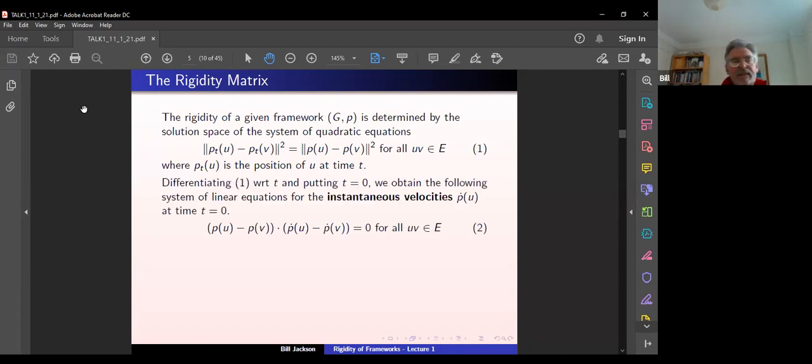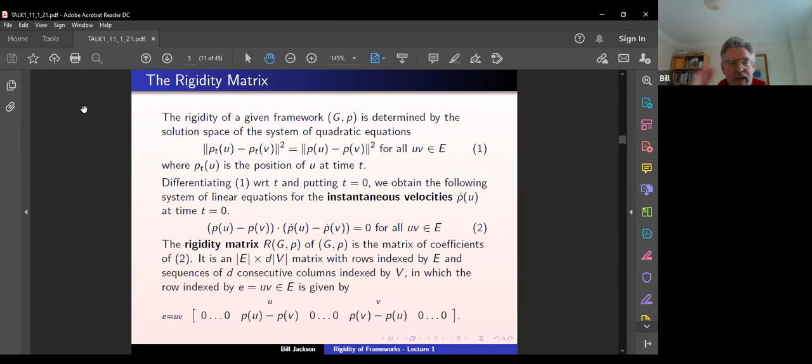We can simplify this system, we can linearize it, by thinking of the motion as being a smooth motion and differentiating with respect to time t, and then putting t equal to 0. If we do this, then at time 0, the instantaneous velocity of each vertex is given by p dot (u), and the system of quadratic equations 1 is transformed into the system of linear equations 2. Linear equations are much easier to solve than quadratic equations. To solve a linear system, we look at the matrix of coefficients, and we call the matrix of coefficients of this system the rigidity matrix.